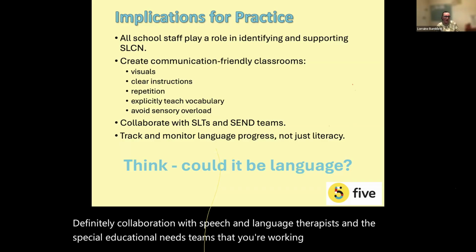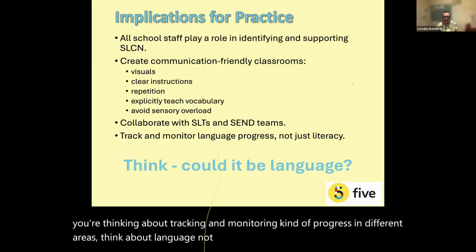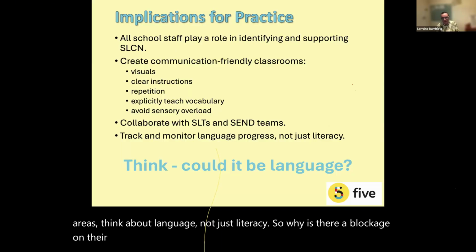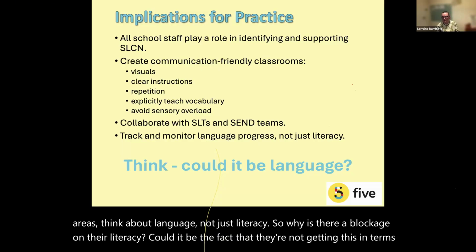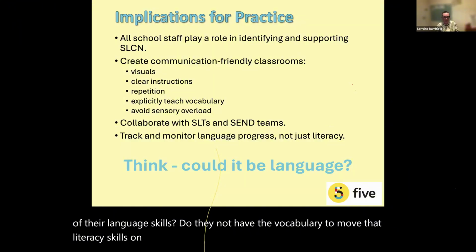And when you're thinking about tracking and monitoring progress in different areas, think about language, not just literacy. So why is there a blockage on their literacy? Could it be the fact that they're not getting this in terms of their language skills? Do they not have the vocabulary to move their literacy skills on anymore? Could it be language? That's the biggest thing I want to get away from.